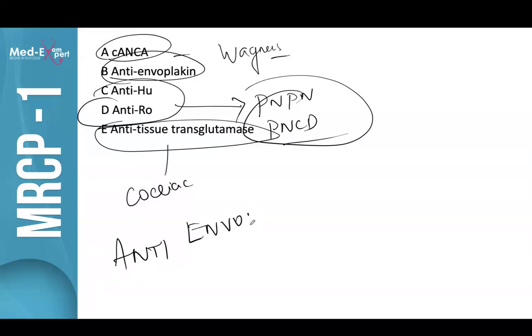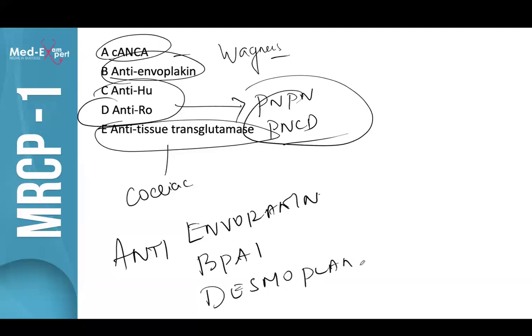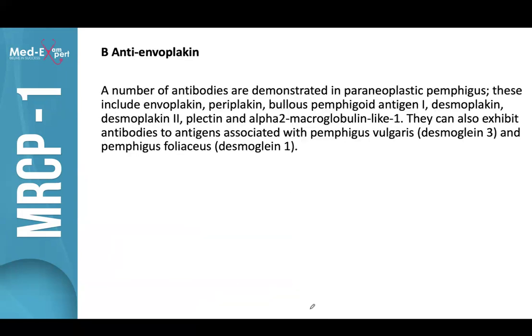Anti-envoplakin. Another antibody is bullous pemphigoid antigen 1, BPAG1. Another antibody associated here is desmoplakin 1 and 2. Another antibody associated is plectin. All this you should know. These are all the causes of paraneoplastic pemphigus. All of you should be aware of that. Okay? All of you should be aware of that.